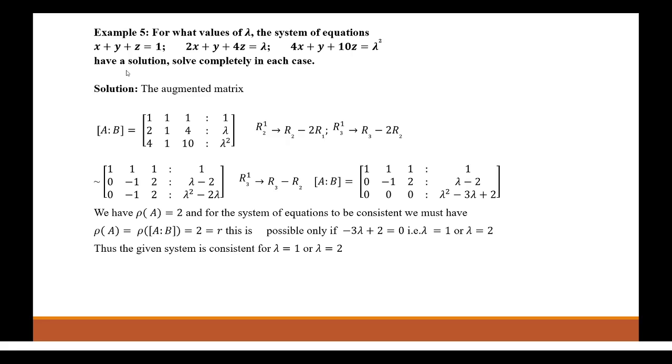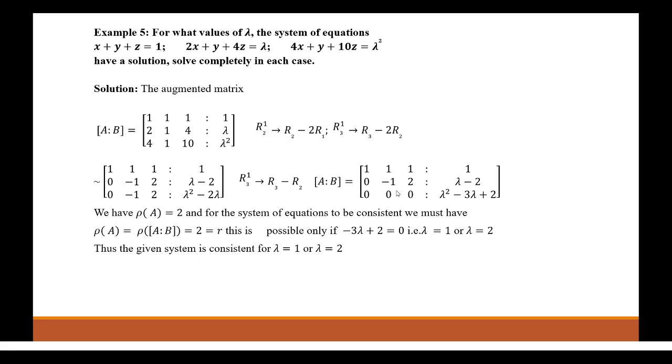Next, we move on to the next example. For what values of lambda does the system of equations x plus y plus z is equal to 1, 2x plus y plus 4z is equal to lambda, 4x plus y plus 10z is equal to lambda square have a solution? Solve completely in each case. So, first we write down the augmented matrix A colon B, then operate the elementary row operations. We get the augmented matrix.